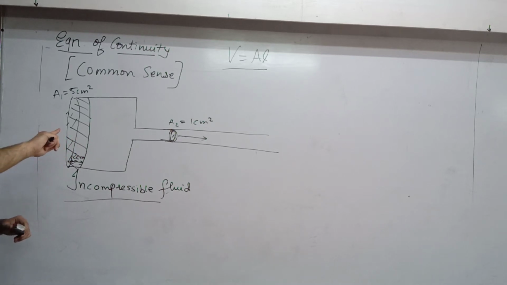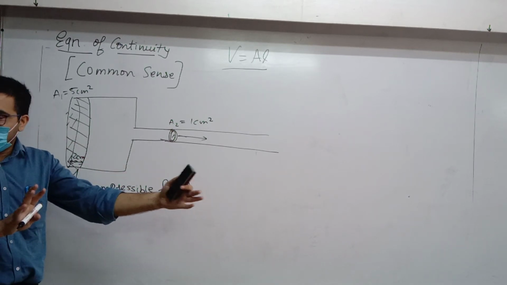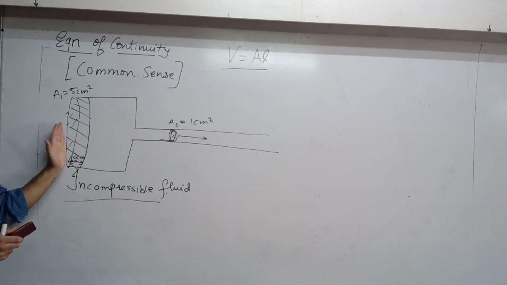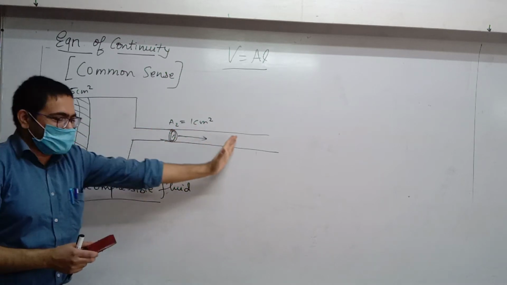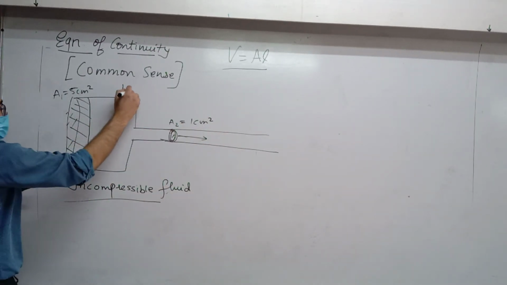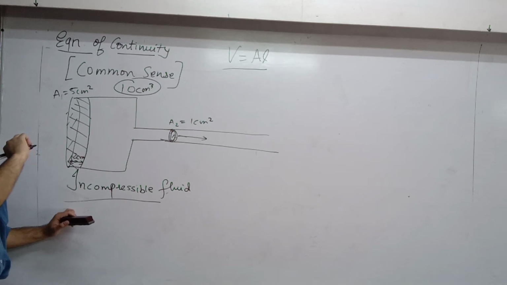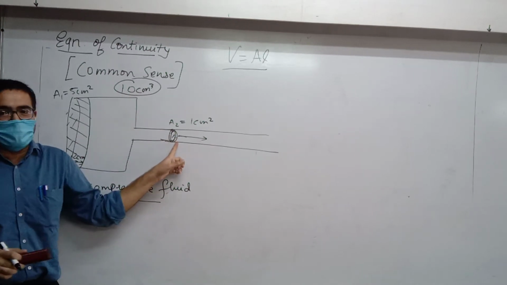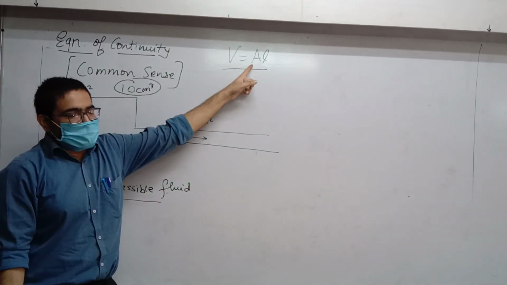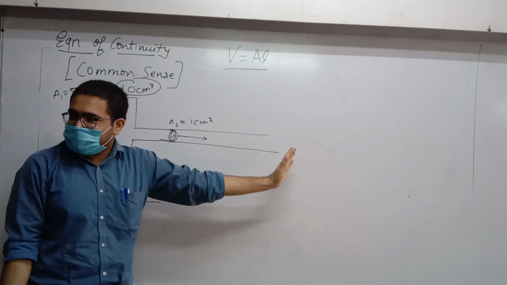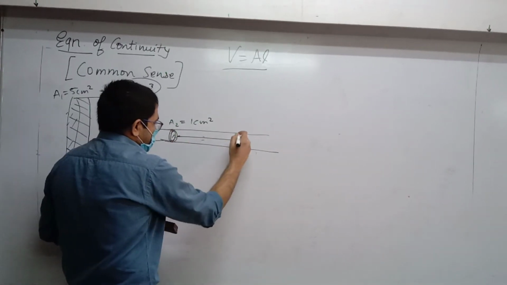So when the piston moves 2 centimeters, the fluid in that part will have to move, so it will lose that much volume. But it's incompressible, so volume will never change. To cover 10 cm³, how much will this have to move? 10 cm. Same reason: the area is 1, so the length has to be 10. So it will move all the way till, let's say, here.